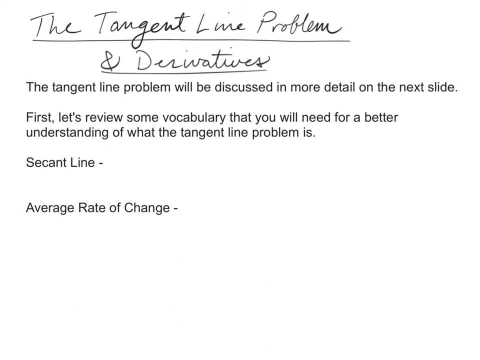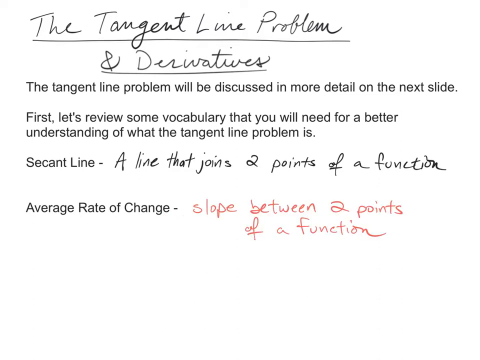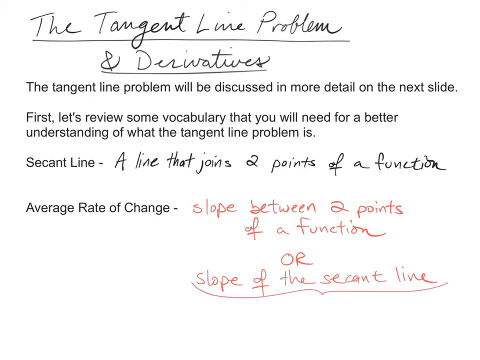First, the secant line. The secant line is a line that joins 2 points of a function. Second, average rate of change. The average rate of change is the slope between 2 points of a function. Another way of saying that would be the slope of the secant line. And a very short way of writing the slope of a secant line would be like this, m sub sec. So this is the slope of a secant line.